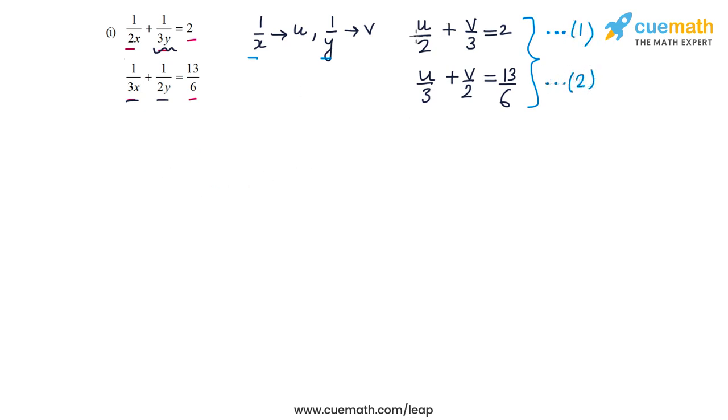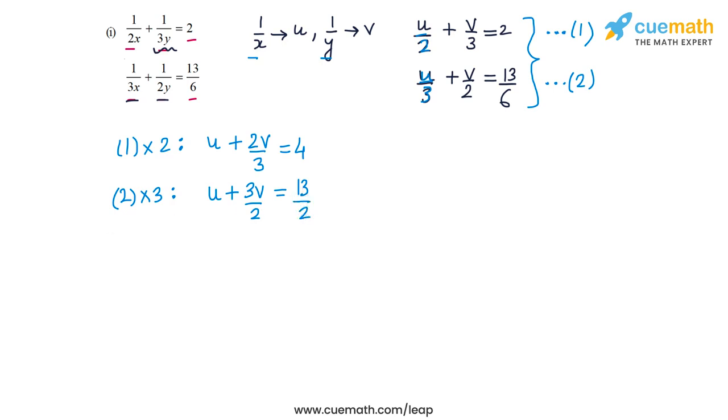So we have u by 2 and we have u by 3 in the second equation. So let's multiply the first equation by 2. What does it give us? It gives us u plus 2v by 3 is equal to 4. And now let's multiply the second equation by 3, and this will give us u plus 3v by 2 is equal to 13 by 2.